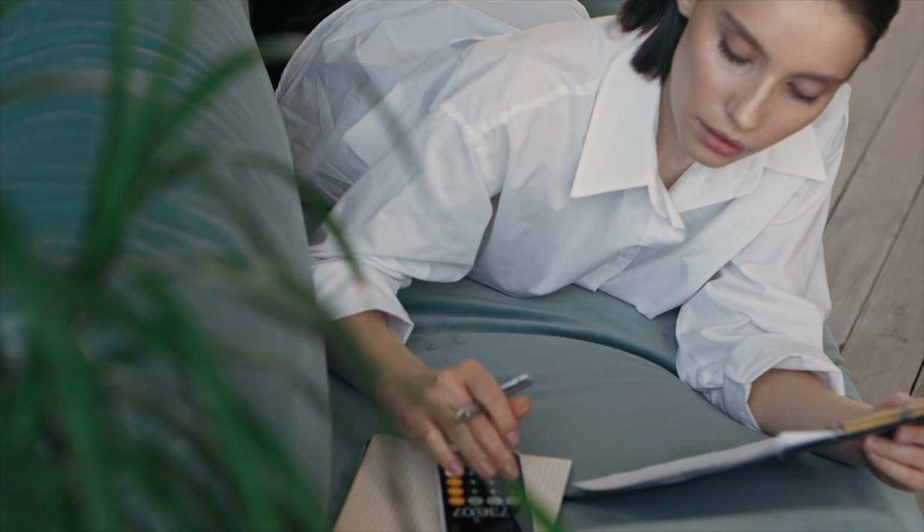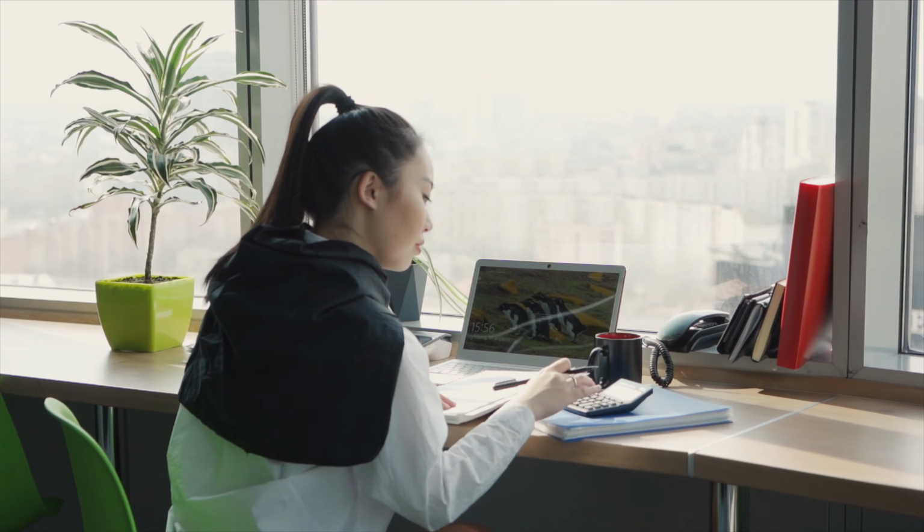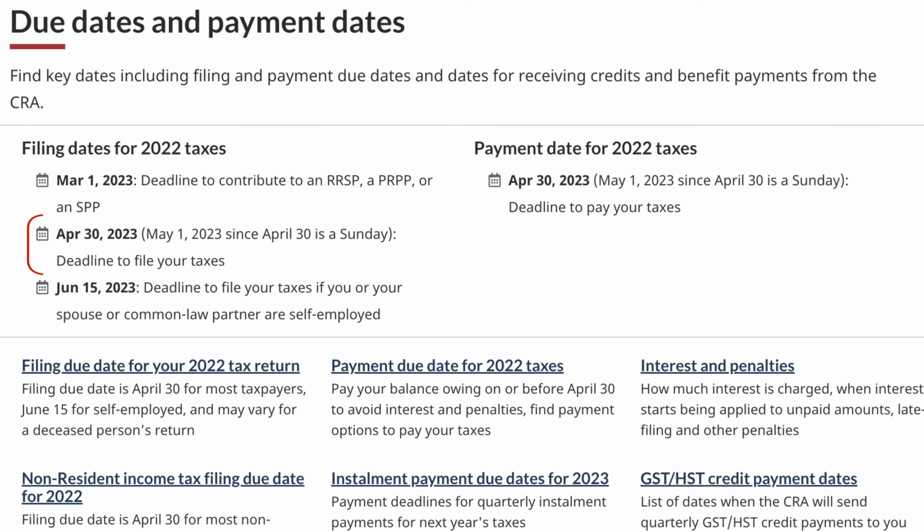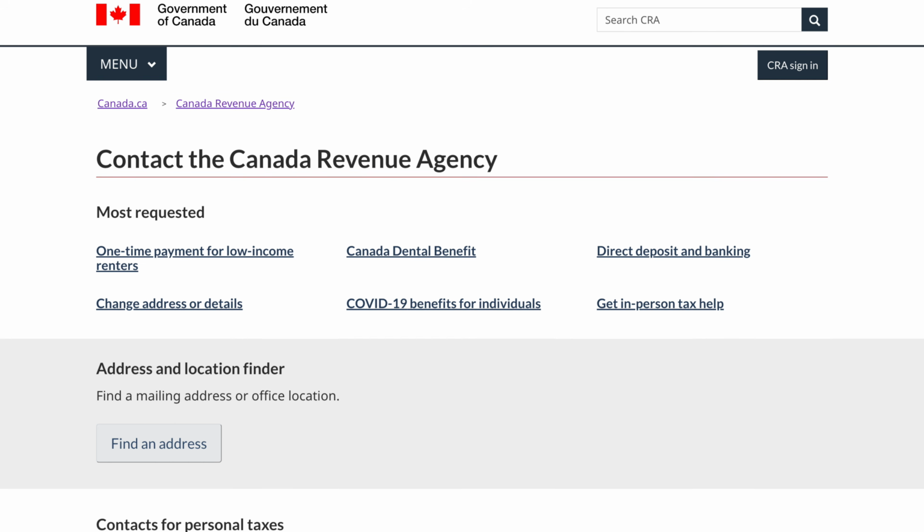If you are self-employed or you need to pay taxes on a commission basis, your deadline is June 15th of the year following the tax year. However, any taxes that you owe to the government, the deadline is the same, April 30th, and they don't care if you work for somebody or you're self-employed. If you are unable to file your taxes on time, you can request a special extension by contacting CRA. And even though you can get an extension for filing your taxes, guess what? If you owe money, the deadline is still the same, April 30th.